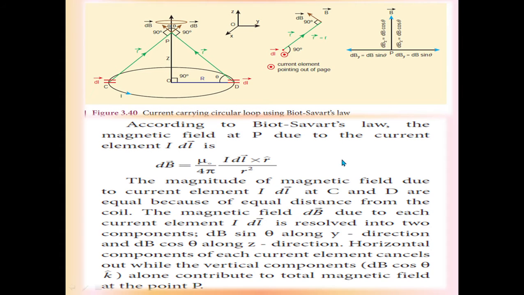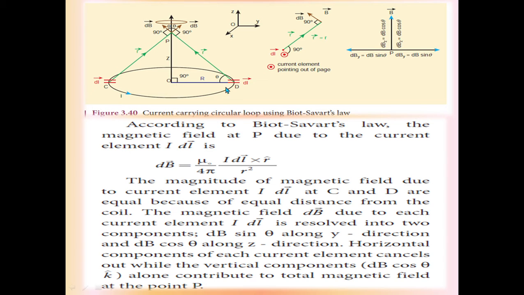Next, according to the Biot-Savart law, the magnetic field at P due to the current element I dl vector is, as we already know from the Biot-Savart law, dB vector is equal to mu naught divided by 4 pi into I dl vector cross r cap divided by r square. Now the magnitudes of the magnetic field due to the current elements I dl vector at C and at D are equal, because they are at equal distance from the coil.